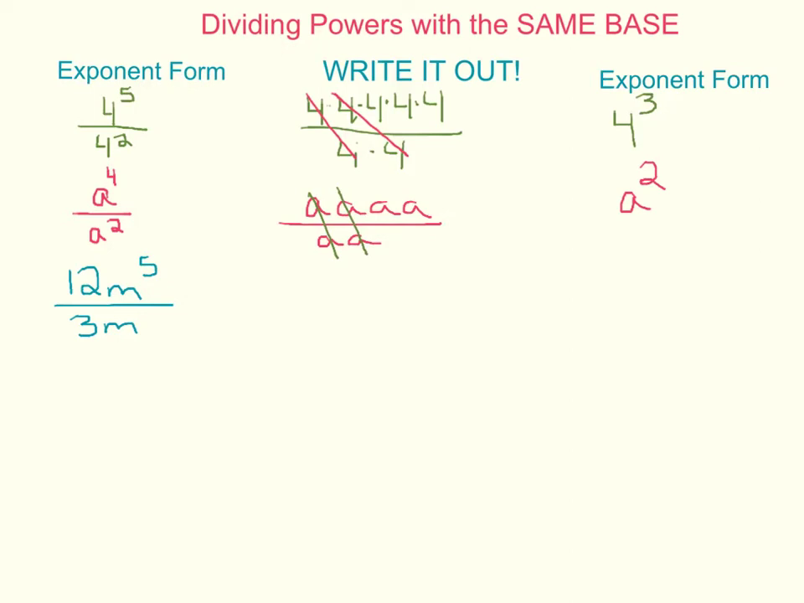In this example, we have the coefficients 12 and 3. And you can think of that as just 12 divided by 3. And then m to the 5th, we have 5 m's being multiplied together. And in the denominator, we only have 1 m. So first, we can just do, what is 12 divided by 3? 12 divided by 3 is 4. And then match up your m's and cross off, which leaves you with 4 m's left over. So it's 4m to the 4th.